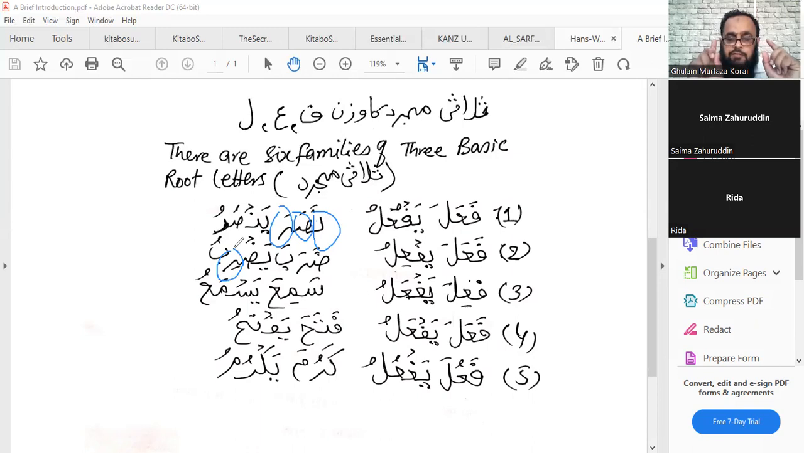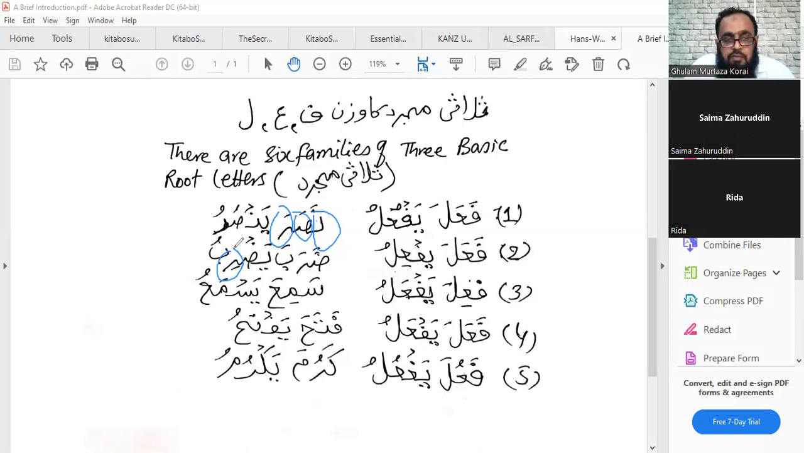Again, in the first family, fa, ayn, lam are maftuh, and in the muzari the ayn is mazmum: fa'ala yaf'ulu. In the second family, fa, ayn, lam, all three of them are maftuh, but in the muzari the ayn is maksur, like yaf'ilu.